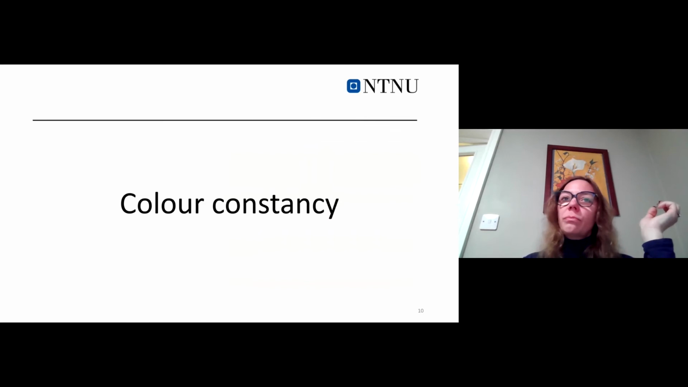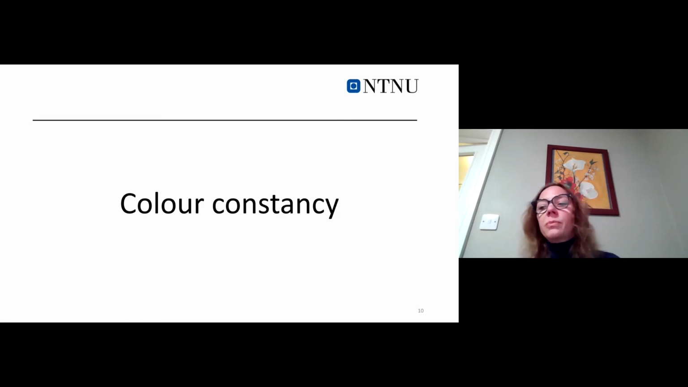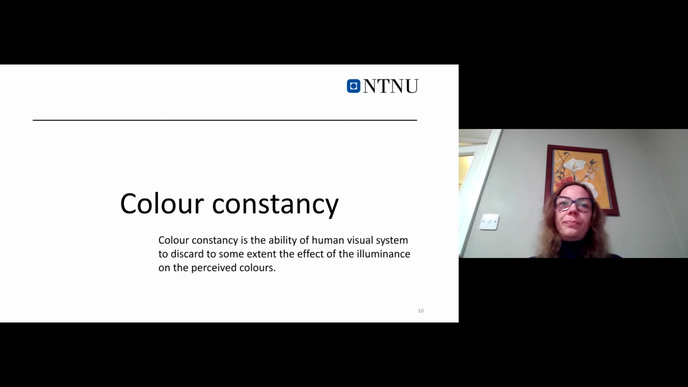Once we solved the problem of achieving consistent material appearance across different rendering systems and material models, we started using these techniques to run perceptual experiments in color constancy using different platforms, like rendering images in an interactive virtual environment, or using regular rendered images on 2D screens. So color constancy is the ability of the human visual system to discard, to some extent, the effect of illuminance on the perceived colors.